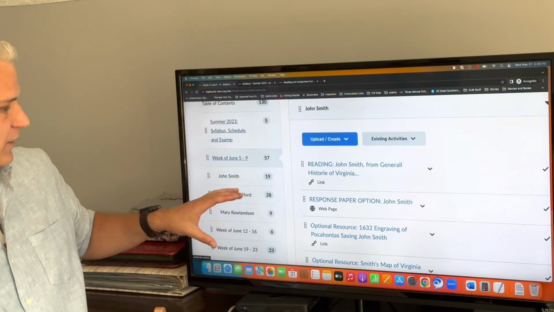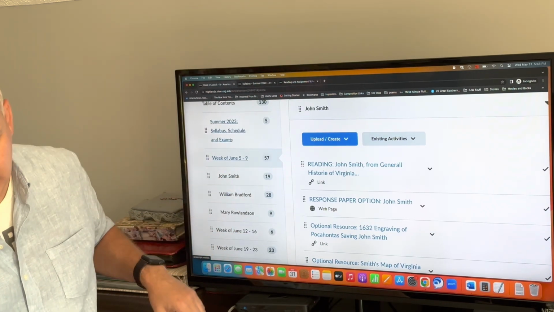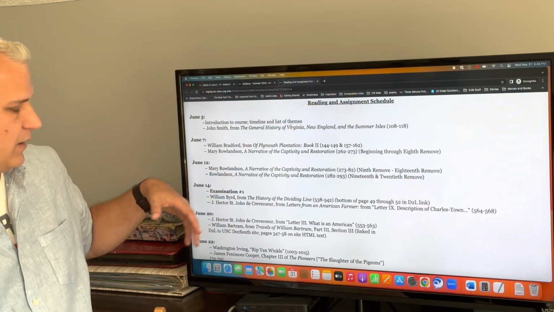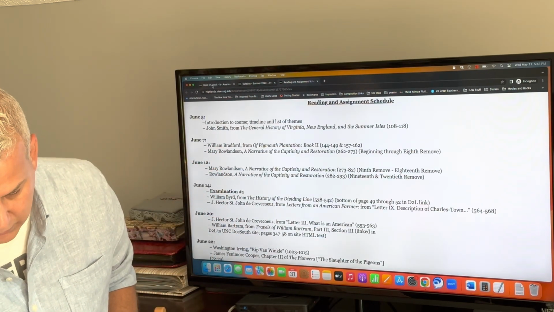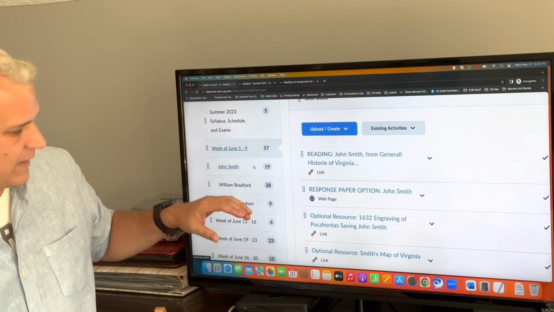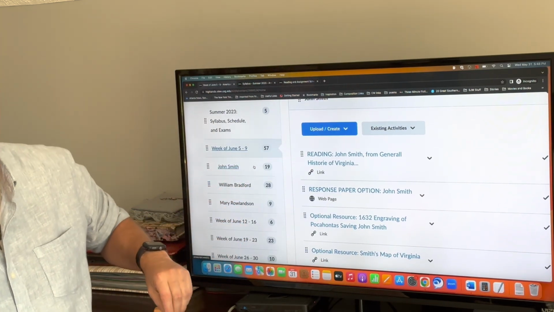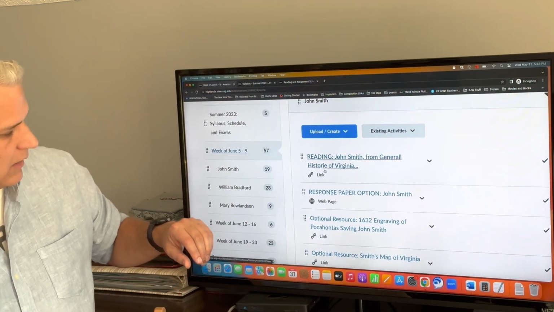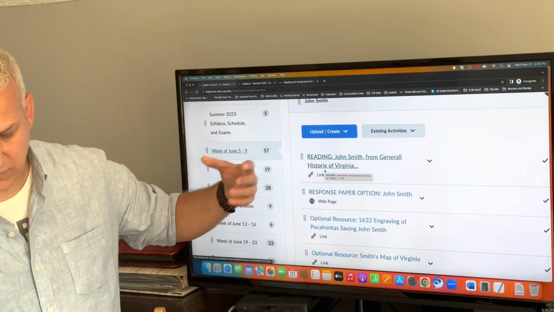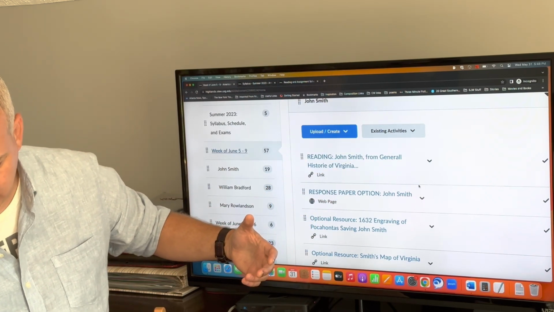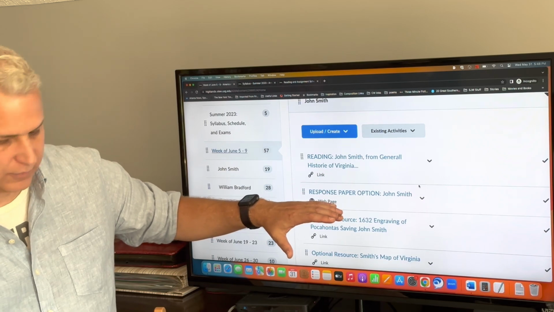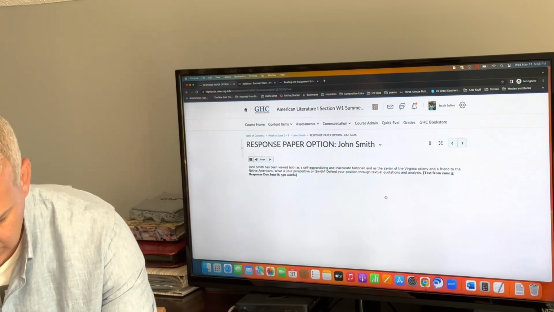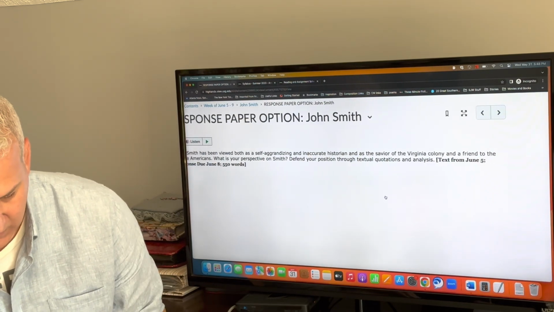For example, you can see in the first week, June 5th through the 9th, we're reading Smith, Bradford, and getting into Rowlandson. Well, you go over to that weekly module, you've got Smith, Bradford, and Rowlandson, and when you click on each of them, there are links to the required readings if you don't have the book and you need an online version of the reading. But under the readings is a response paper option. And this one says John Smith. It gives you a response paper topic.